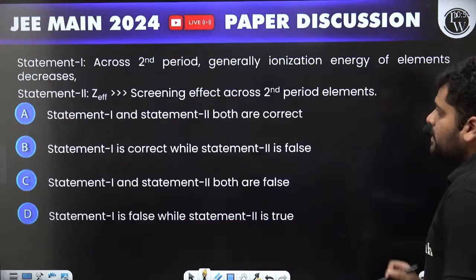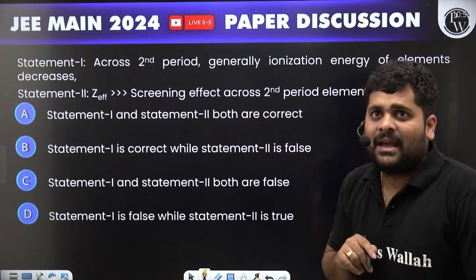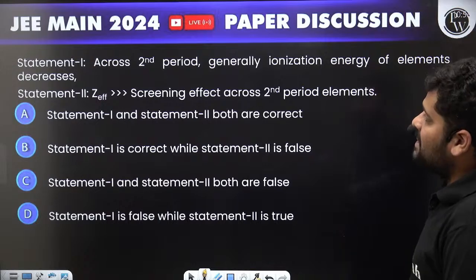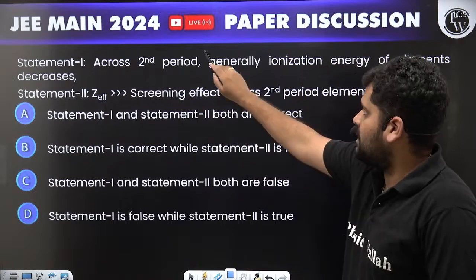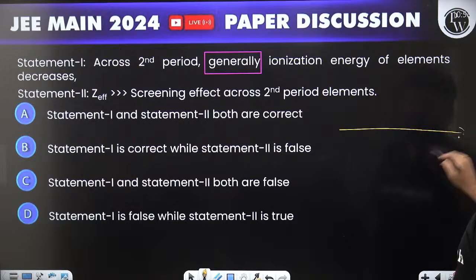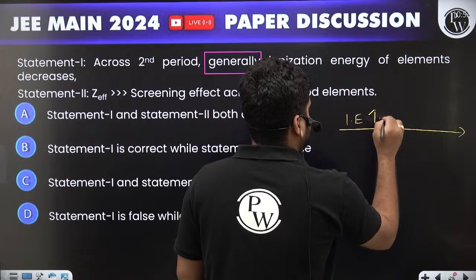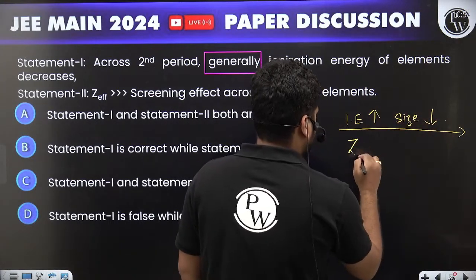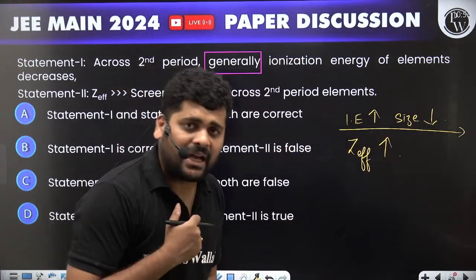Okay, now moving on to the next one. Across the second period, just look at this statement. Across the second period, generally ionization energy of elements decreases. Generally, it is a generalized statement. So if you look at the second period, across the period as we go, what would happen to the ionization energy? Ionization energy increases because size decreases and effective nuclear charge increases. This is what we have learned, isn't it?